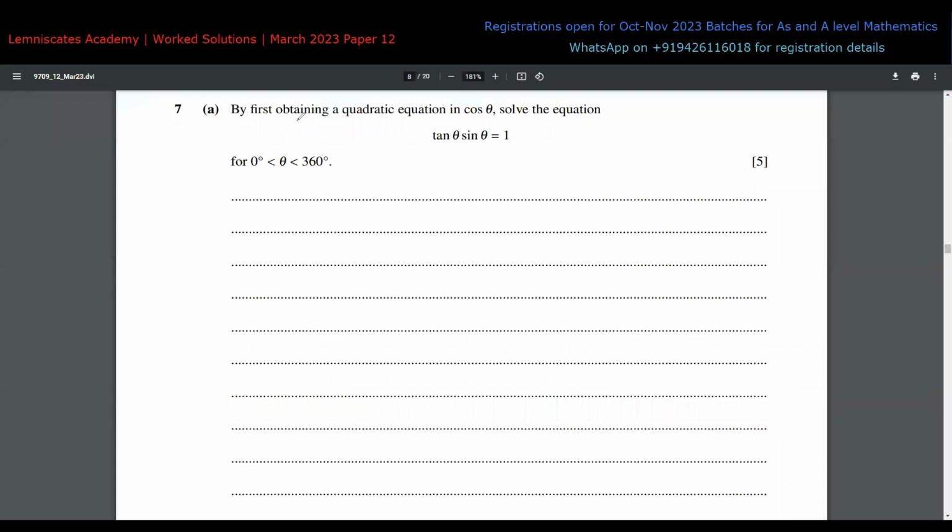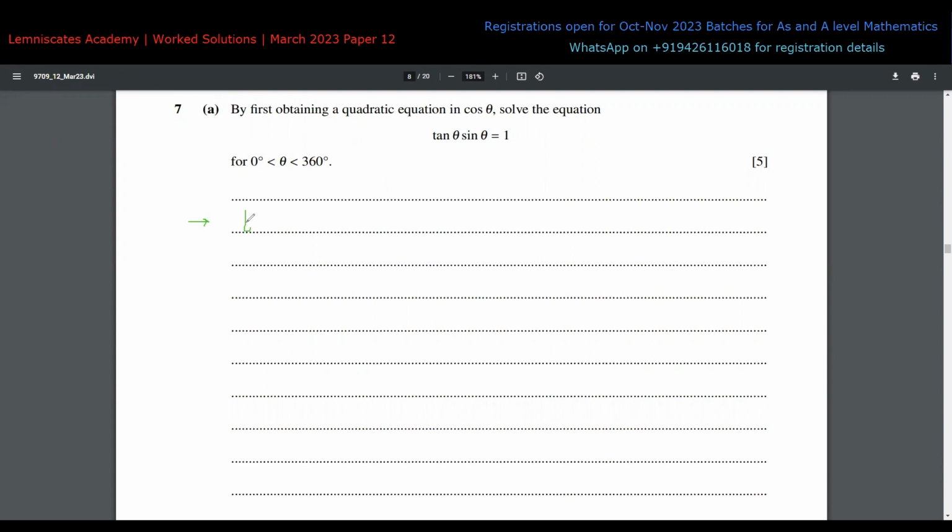Now for the seventh question, we first have to obtain a quadratic equation in terms of cos theta, and then we have to solve this equation. So first of all, we'll convert this to the quadratic equation of cos theta, and then we'll just solve it ahead to get the values of theta that lie between 0 and 360.